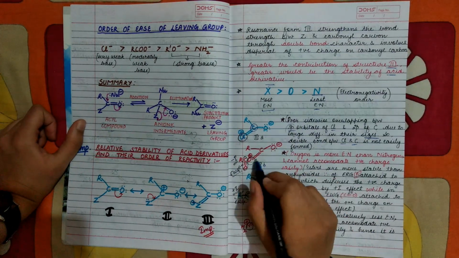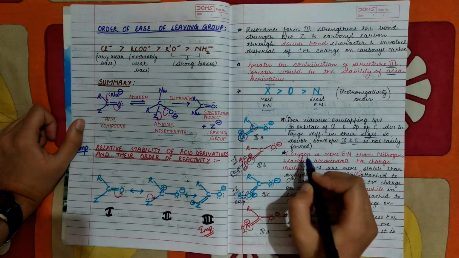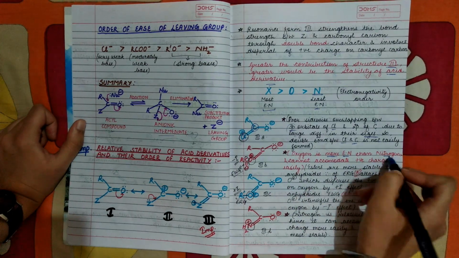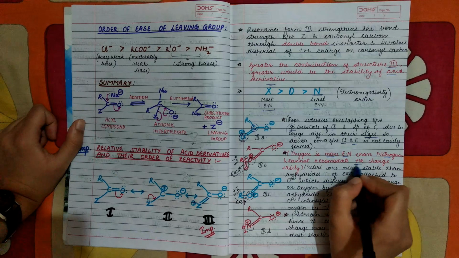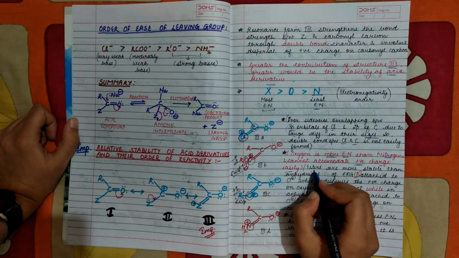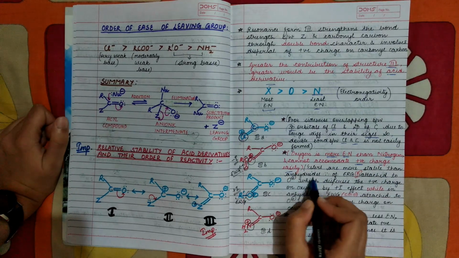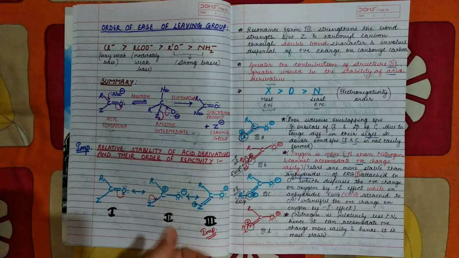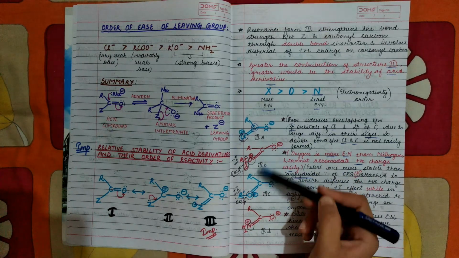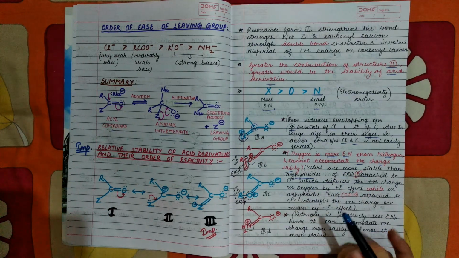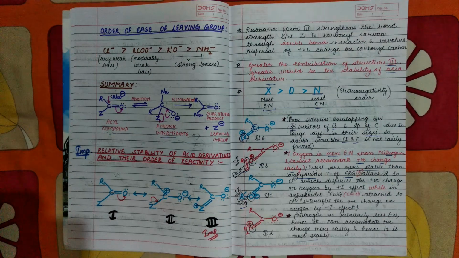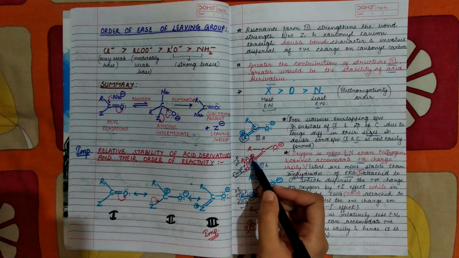Next we have OCOR. Oxygen is more electronegative than nitrogen and cannot accommodate positive charge easily. Right? Esters are more stable than anhydrides. Why are esters more stable than anhydrides? This is an anhydride and this is an ester. Let us see. Because both of the carbons are bonded to oxygen.